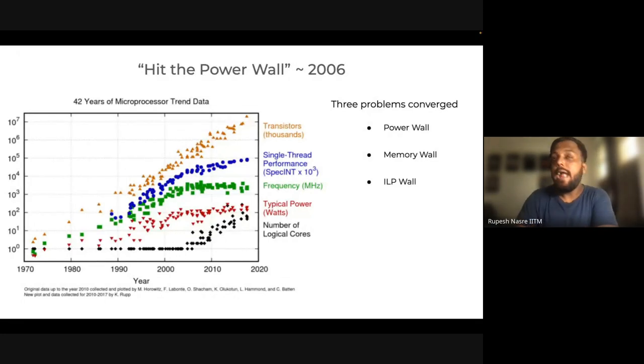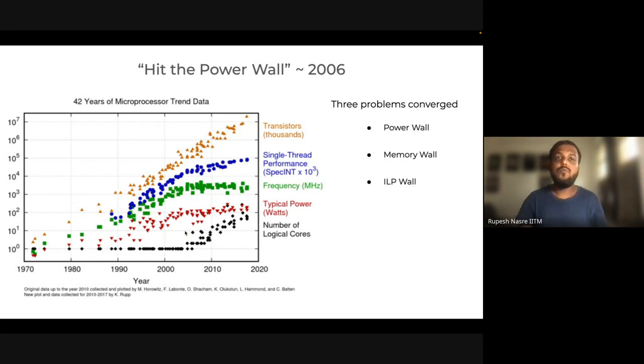At that time, around 2006, there was not enough instruction level parallelism in single threaded performance. So this also became a bottleneck for the increase in performance of the CPU. All these problems converged by 2006. We can observe the graph over here: the frequency graph just got flattened by 2006, and it remained flattened after that.